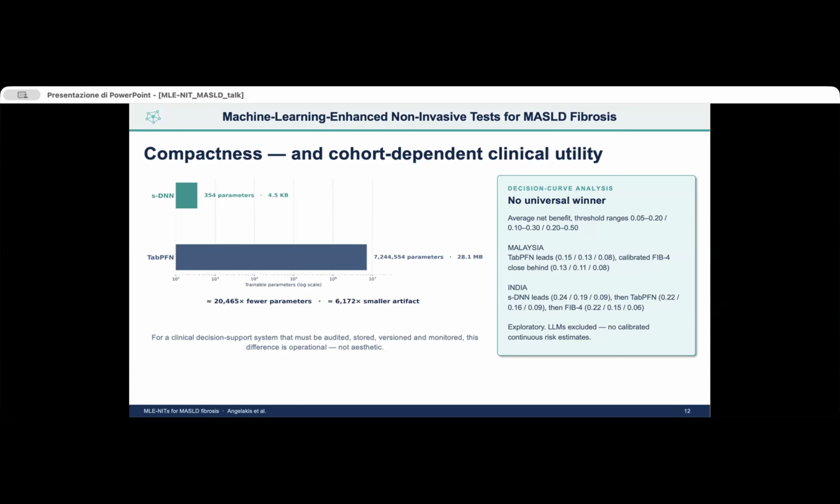And decision curve analysis reinforces the nuance from the slides we have seen before. No model was universally superior. TBFN gave the highest net benefit in Malaysia, whereas our deep neural network performed best in India. This is exactly why local calibration matters, rather than assuming one model will win everywhere.